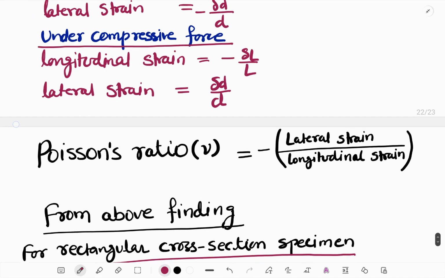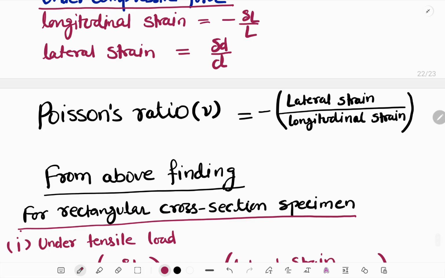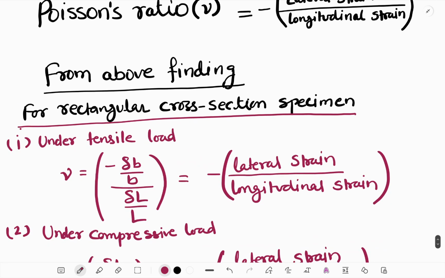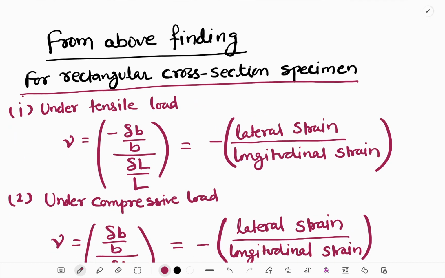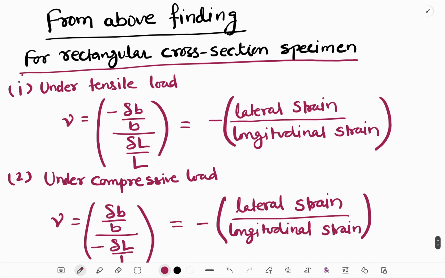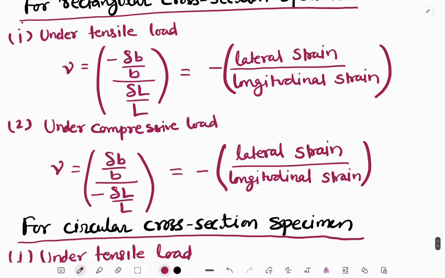Now we'll define Poisson's ratio, which we generally write as the negative of lateral strain divided by longitudinal strain. How the signs come out when taking lateral strain or longitudinal strain depends on the nature of the forces applied. From the findings we defined earlier, for the rectangular cross section specimen under tensile force, lateral dimension is going to reduce, so lateral strain will be negative, and the increase in longitudinal direction will be positive. So overall it will become negative. In the same way, under compression, length is going to decrease, which will be negative, and width is going to increase, which will be positive. Overall it will become negative.